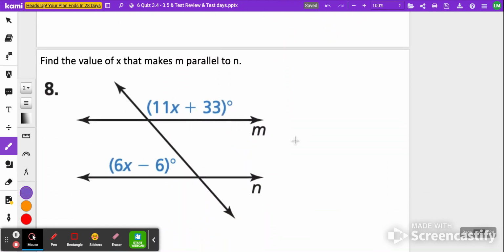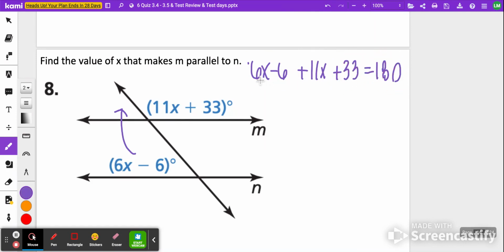Number 8, these are not alternate interior or alternate exterior, but you could use your supplementary angles theorem. I know that 6x minus 6 corresponds to this angle right here, and they should be making that supplementary angle. So I know 6x minus 6 plus 11x plus 33 equals 180. As a supplementary angle, combine like terms, 17x, and then negative 6 plus 33 is 27. That equals 180.